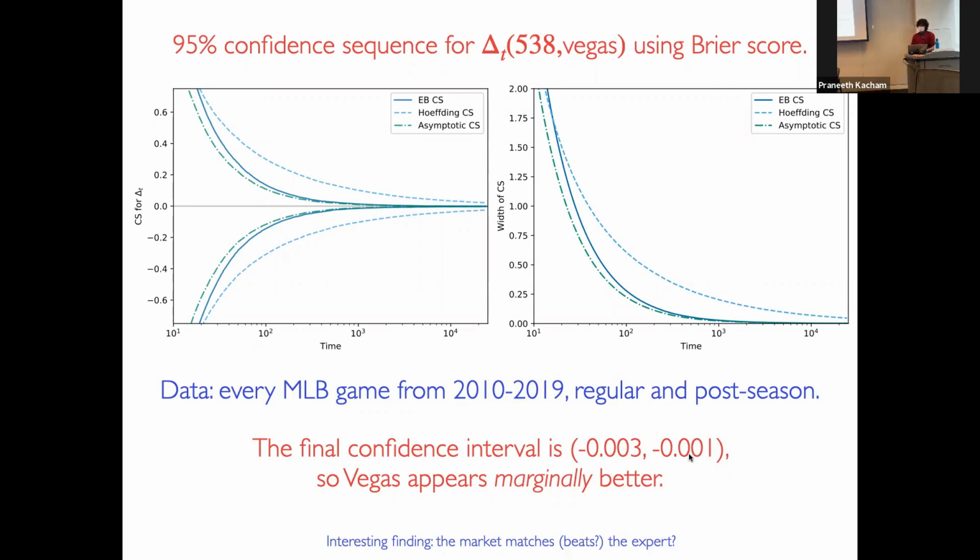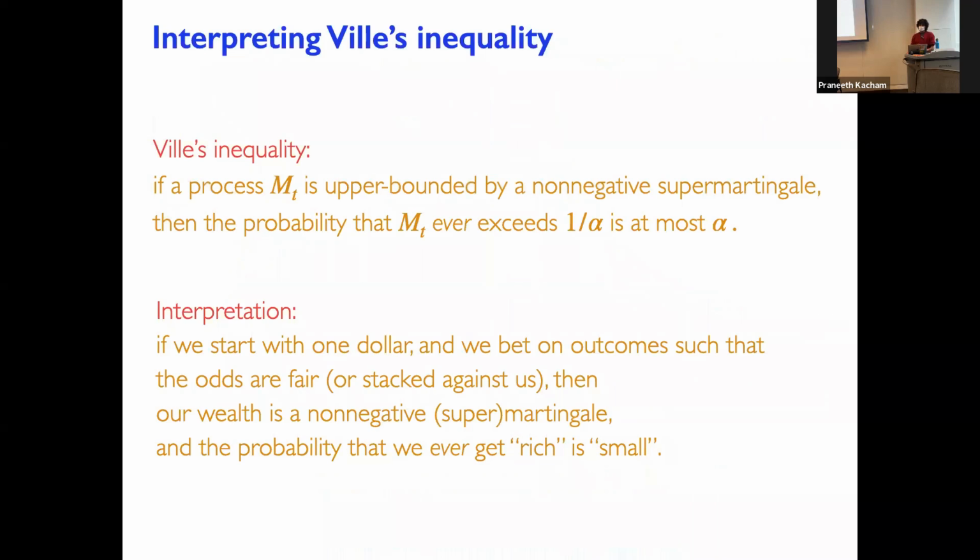So let me end with a couple of interpretations of Ville's inequality. What I told you is a mathematical statement, but there's actually a very interesting game theoretic interpretation of it. If you start out with $1 and you bet on outcomes where the odds are fair or stacked against you, then your wealth in that game ends up being a non-negative supermartingale. And the probability that you ever get rich is small, which means starting from 1, the probability that you ever cross 1 over alpha is at most alpha.